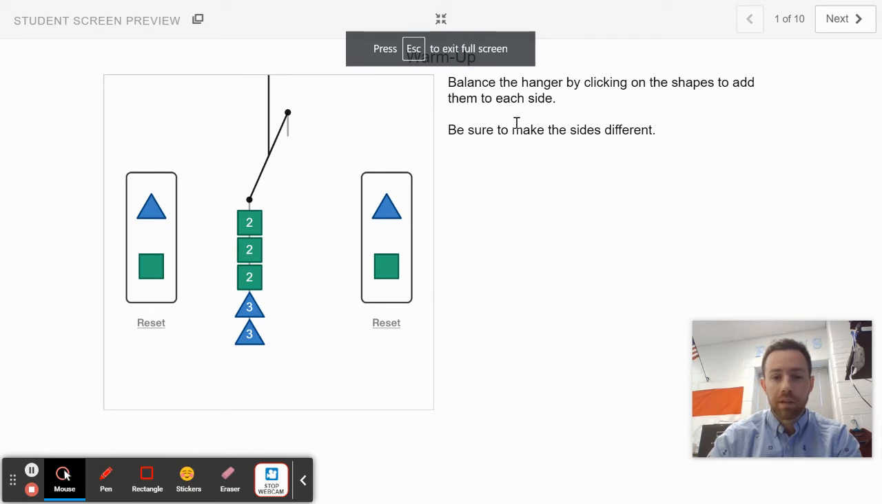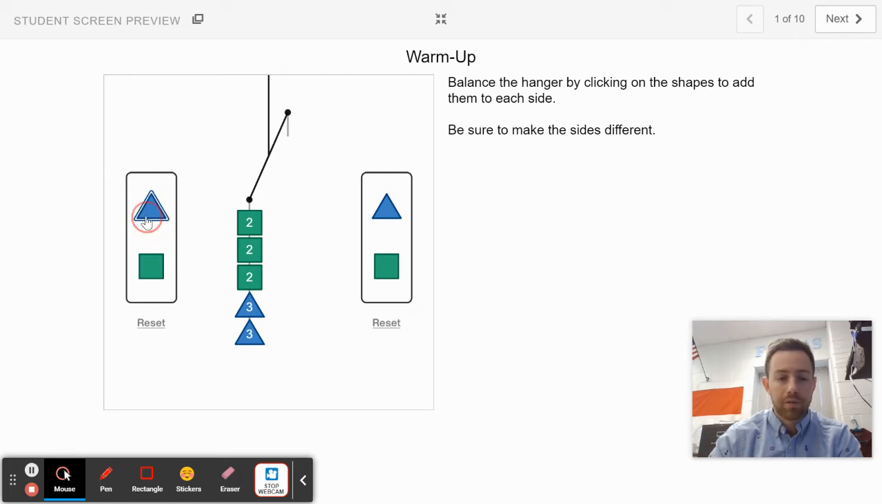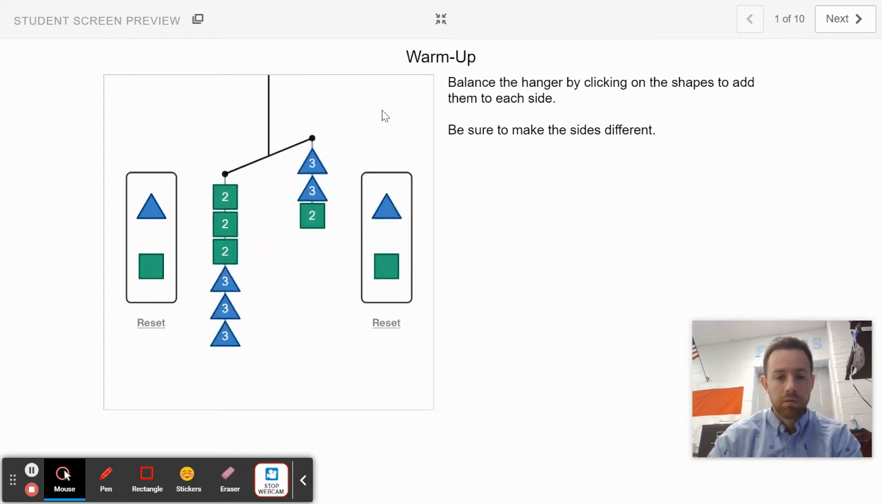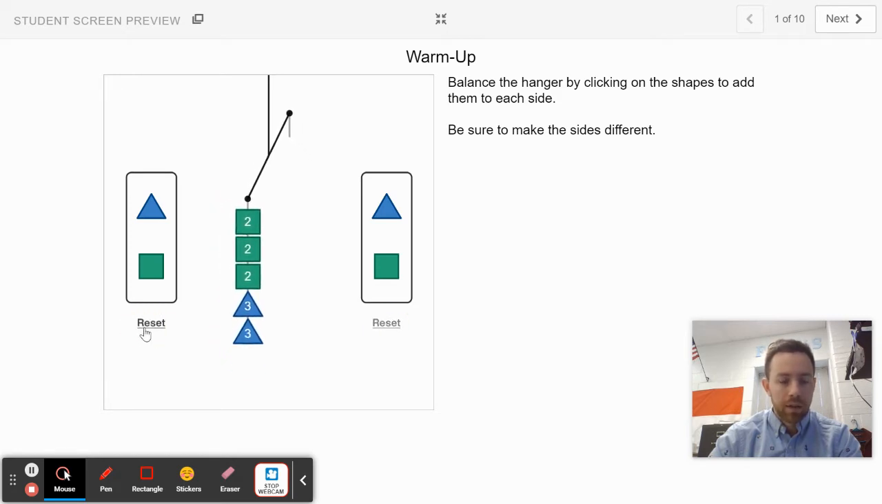It's going to ask you to balance the hanger by clicking on the shapes to add them to each side. So what you can do here is if you want to add a triangle to the left side, you can click the triangle. And then if you want to add a few triangles to the right side, maybe a square or two, then you can add that there on the right side. My first challenge to you would be to try to add things just to the right side to make it balance. Make sure to make the sides different. And then if you want, you can add a few things to the left side, reset it, and try to balance it again on the right side.